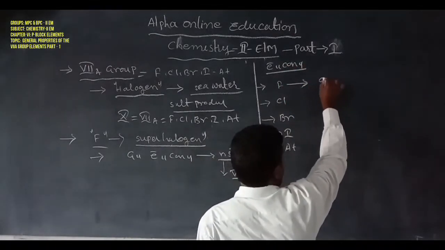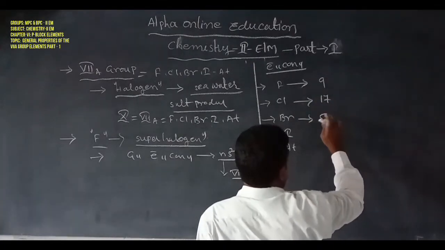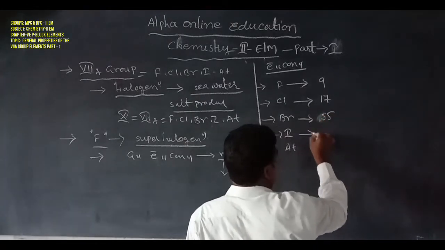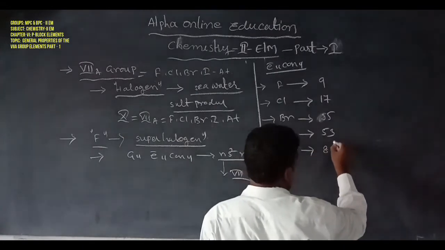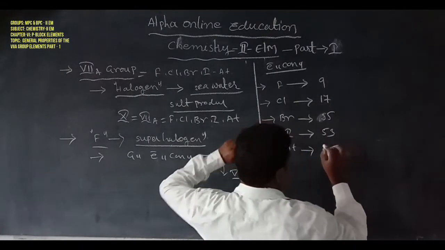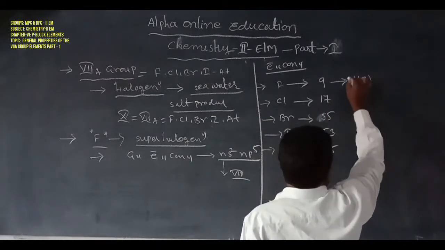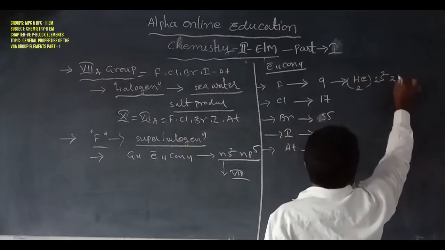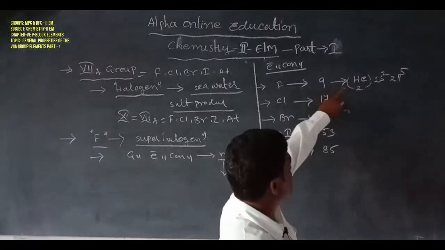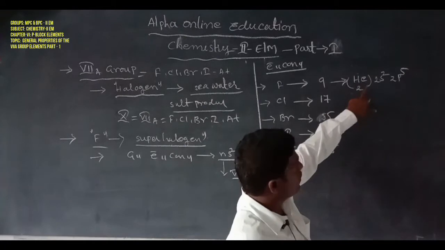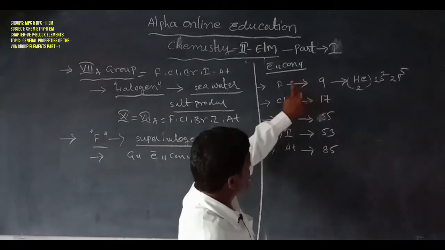Fluorine atomic number 9, chlorine atomic number 17, bromine atomic number 35, iodine atomic number 53, astatine atomic number 85. Electron configuration of fluorine: helium, atomic number 2, 2s2 2p5. Inert configuration of helium 2, plus 2 is 4, plus 5 is 9, that is the atomic number of fluorine.